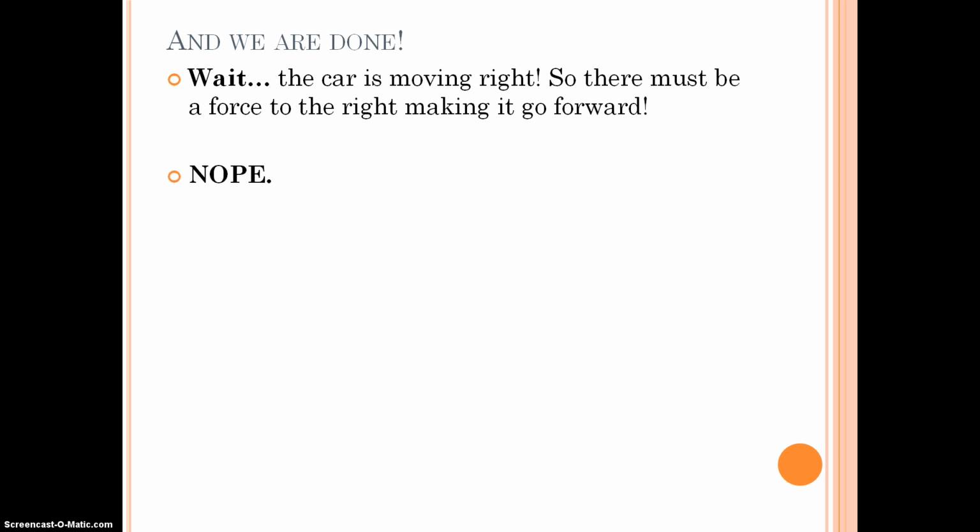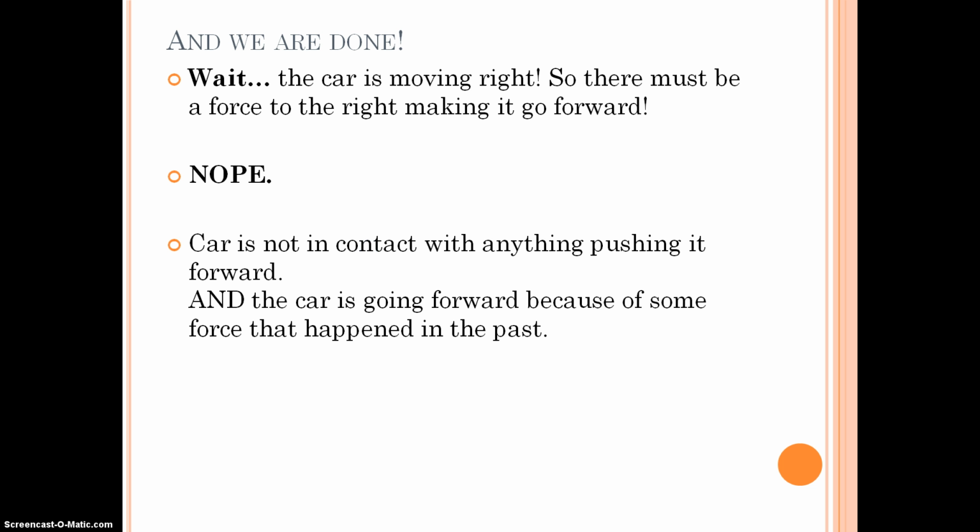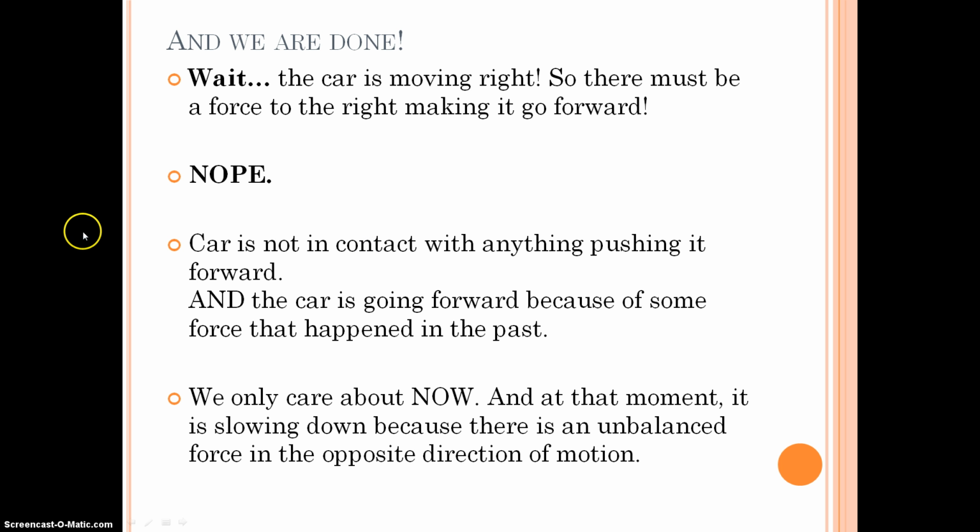The car is moving to the right. The car is not in contact with anything pushing it forward. And the car is going forward because sometime in the past, there was a force that made it go forward. This picture is only about that moment in time. At that moment in time, the only force in the X direction is the friction backward, which is why it's slowing down.